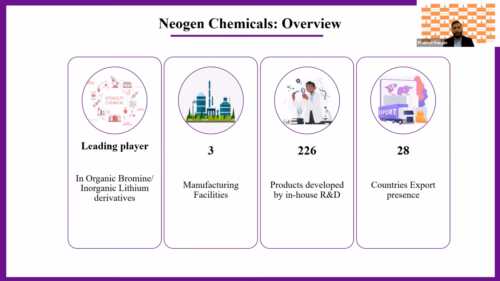Also, the company has around 3 manufacturing facilities. One is located in Dahej, the others in Mahape and Vadodara. Out of these 3 manufacturing facilities, the company is mainly producing organic and inorganic chemicals.